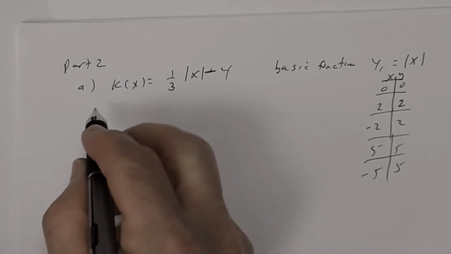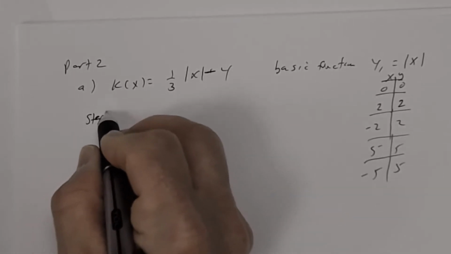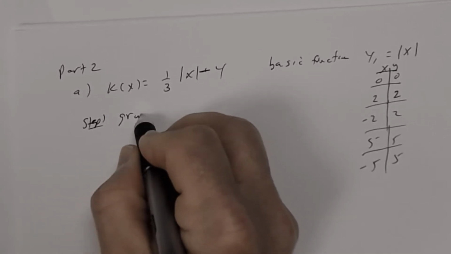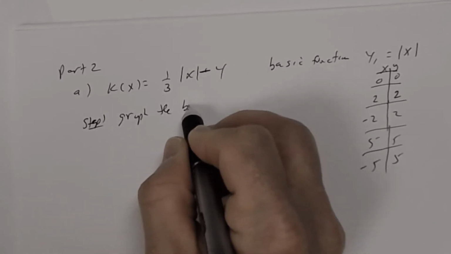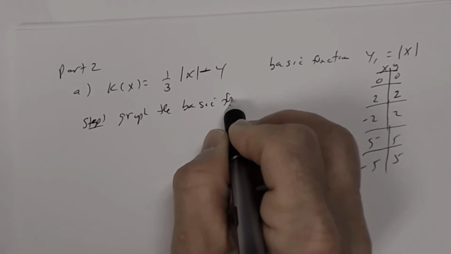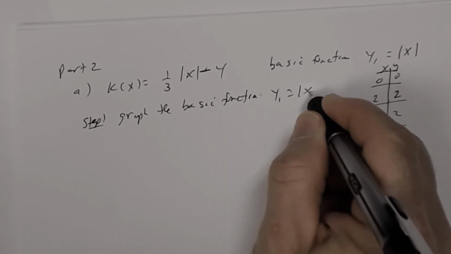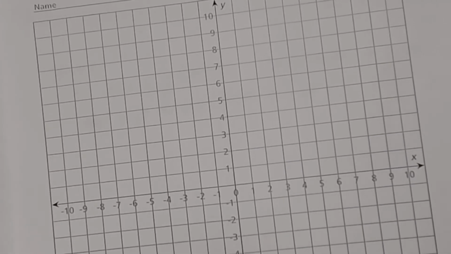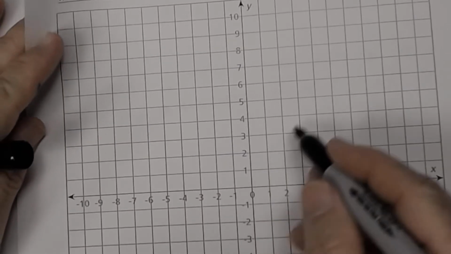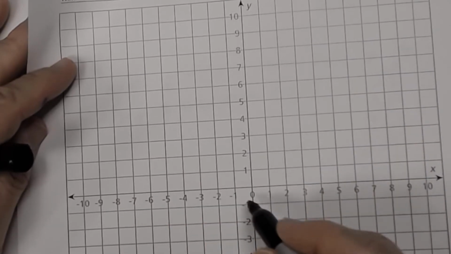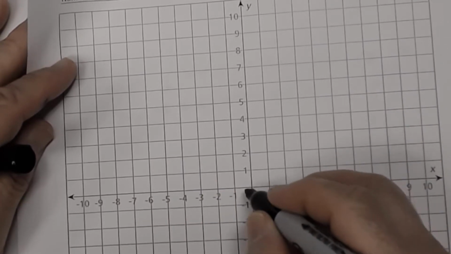That will be step one. Remember, you must say these in steps. So you say step one, graph the basic function. You must say that. And so your basic function, you'd say y1 equals absolute value of x, and you go to your coordinate plane and graph the absolute value of x. Remember, the graph of absolute value of x is a V. Really all you need are 2 points on either side, and you've got your graph.